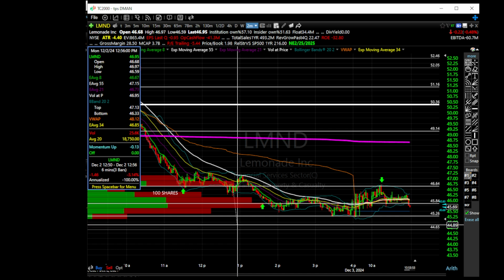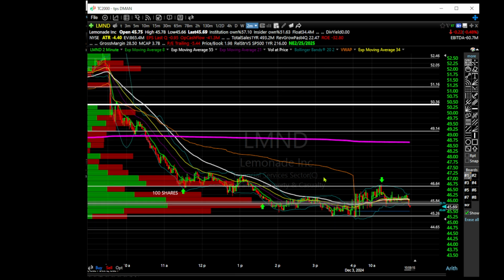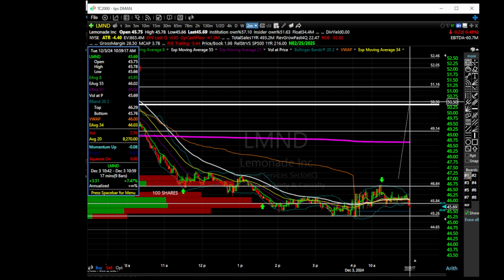45.90-ish. So if I get stopped out of this trade, am I going to take a big loss? I'll take like a 30-cent loss. What do you do? If it works, what am I going to get? We're bringing this back to 50.